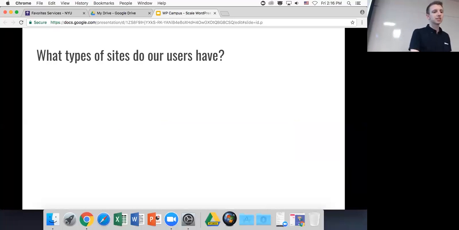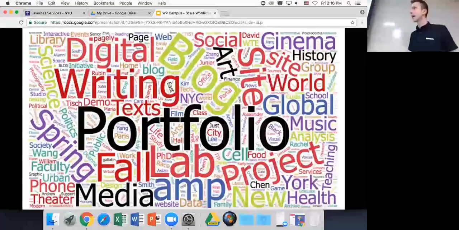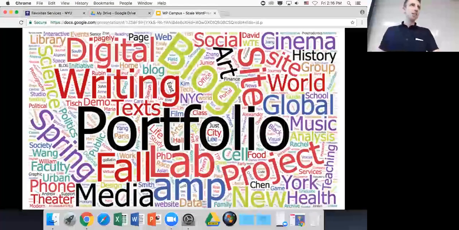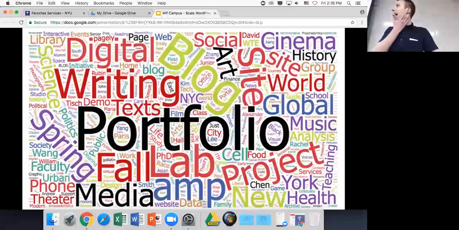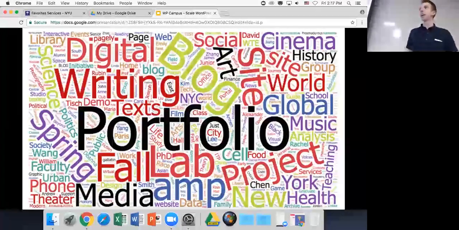So next is, what type of sites do our users have? I don't necessarily have a particularly strenuous quantitative method to get into what types of sites they have, but using the WP Network Stats plugin, I was able to look at site titles, and I plugged it into something on the web, and I pulled out a couple words. I think I pulled out NYU and test, and we're left with this. So you get a good idea of what's going on.